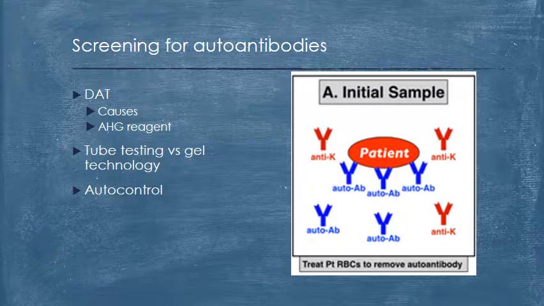You have to make sure to use a specific AHG reagent. So you want to use one that's directed against IgG or C3, not both, because you want to narrow down the cause. Is the patient's cell sensitized to antibody, or is it coated with complement? You'd want to be able to figure out which is the cause of the positive DAT.